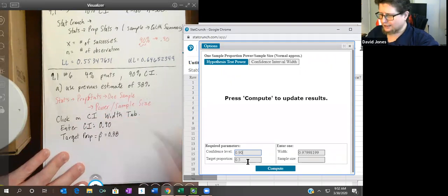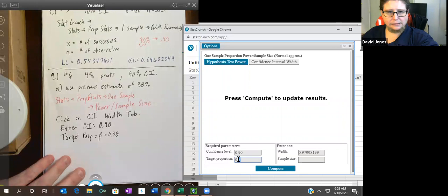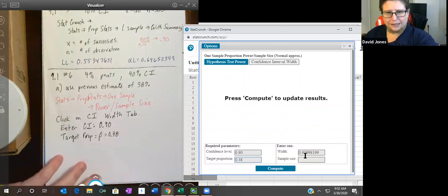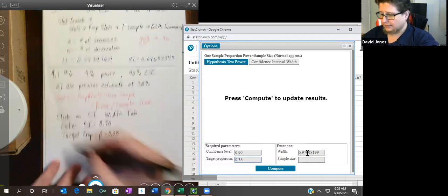For me, that's 0.38. Now we need sample size, so width is the other box we need to change. It says required parameters, we have to have these values. Here we enter one. We either enter the width and it gives us sample size, or we enter the sample size and it gives us the width.